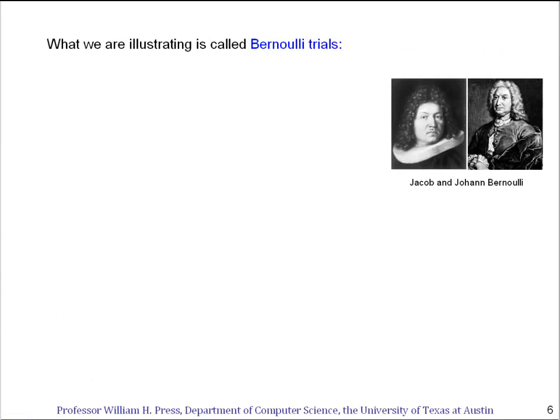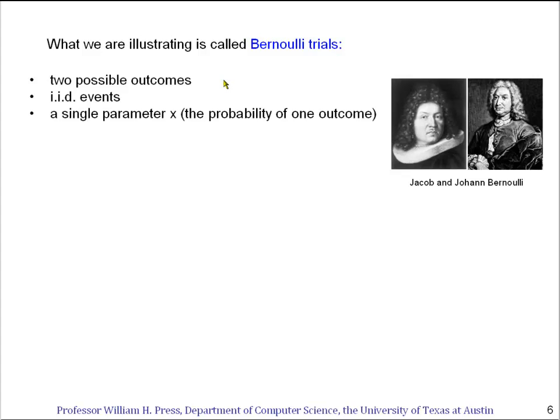What we've been illustrating here is, of course, called Bernoulli Trials, named after the two Bernoulli brothers who lived in the 1600s, Jacob and Johann Bernoulli. Bernoulli trials are events with two possible outcomes. In our case, they were called B and C. The events are IID, and there's a single parameter x, which is the probability of one or the other outcomes here, B.